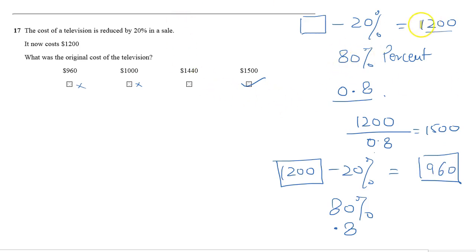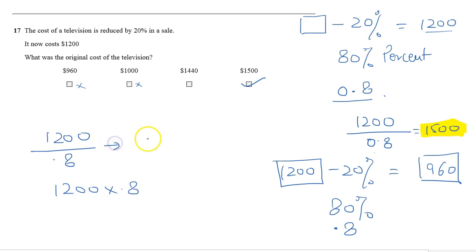So the answer of this question is 1500. You must practice this kind of question, and the only thing in this type of question is either you have to divide by this or multiply by this. This number will be greater than 1200 and this will be less than 1200. So try to find out from here. If it is reduced and now it is 1200, so definitely it was more. So for the more you divide.